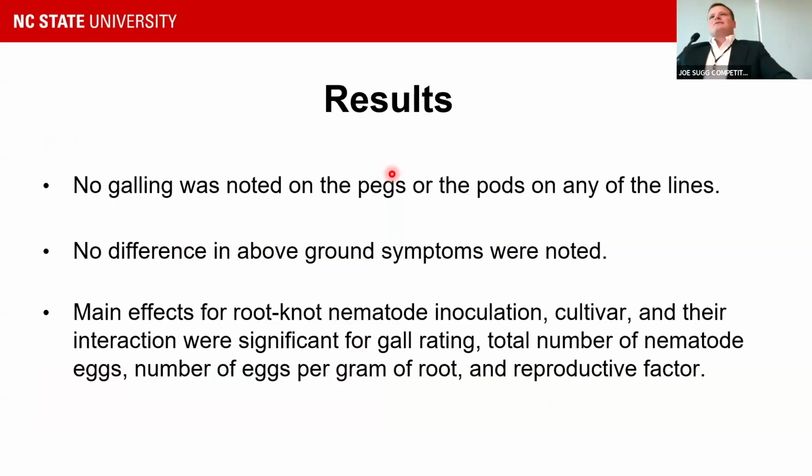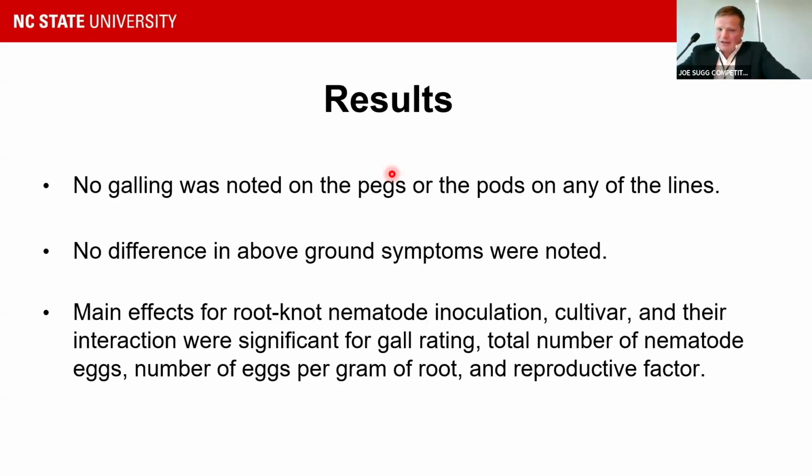Just as some quick basic results, across all of our lines we did not see any galling on the pods or pegs, but we also did not see any above ground symptom differences between either our inoculation treatment or our cultivar treatment. I believe that this is mostly due to the time that we allowed for the peanuts and the nematodes to grow in the plant. I believe we would see more of these symptoms, especially on the later developing plant parts, and more damage to the roots, if we were to leave the plants longer in the greenhouse.